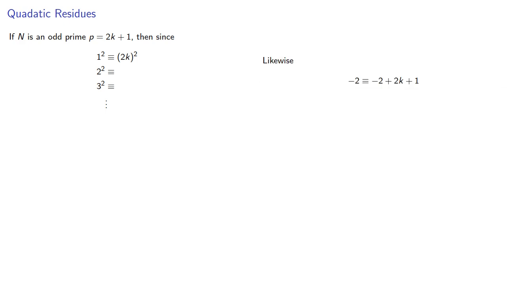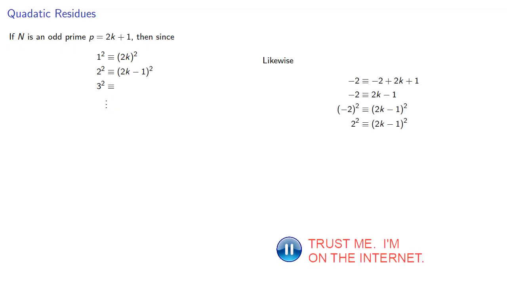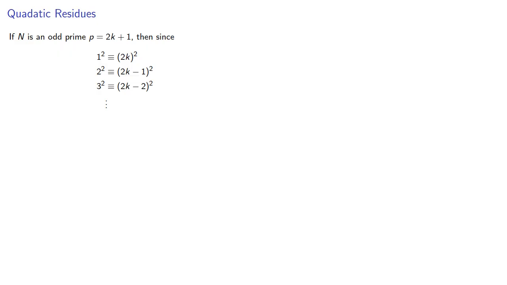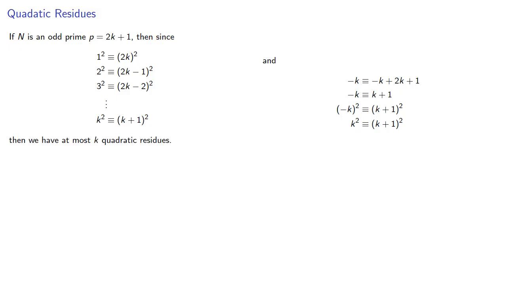Likewise, negative 2 is congruent to negative 2 plus the modulus, and so 2 squared is congruent to 2k minus 1 squared. And we can continue in this fashion all the way up until we get to negative k, which is congruent to k plus 1, and so negative k squared and k plus 1 squared are congruent, and that includes all possible values. So if n is an odd prime, then we have at most k quadratic residues, namely the squares of the values from 1 through k.